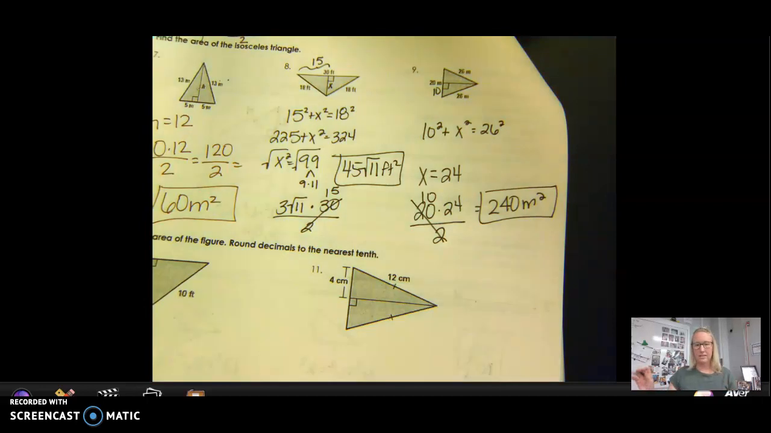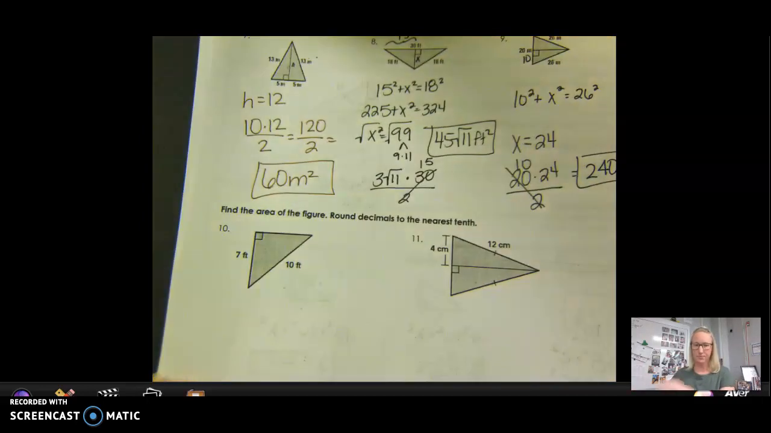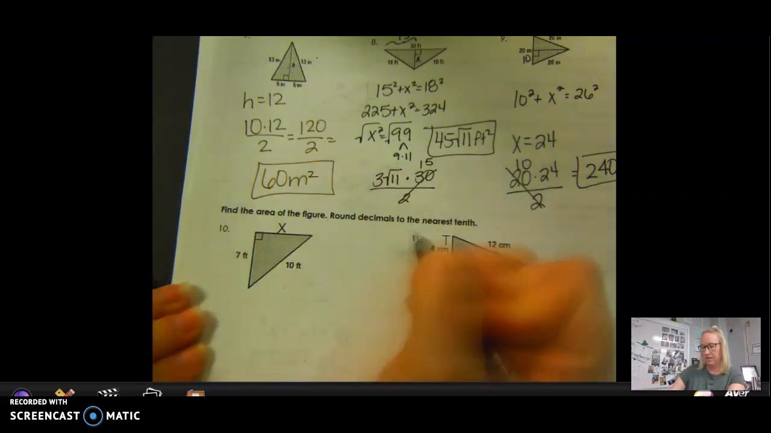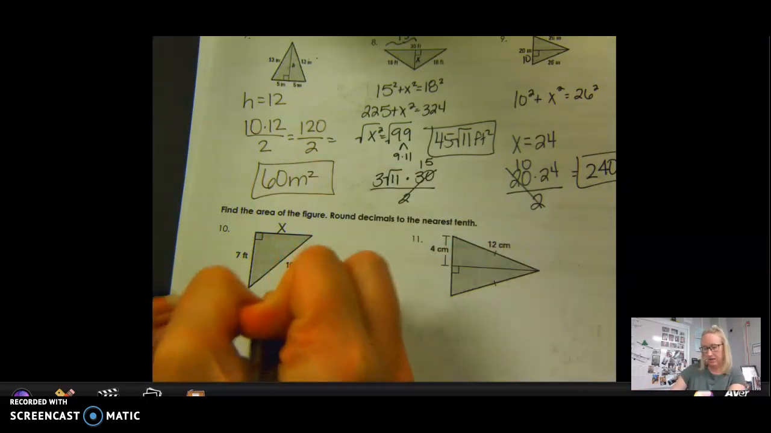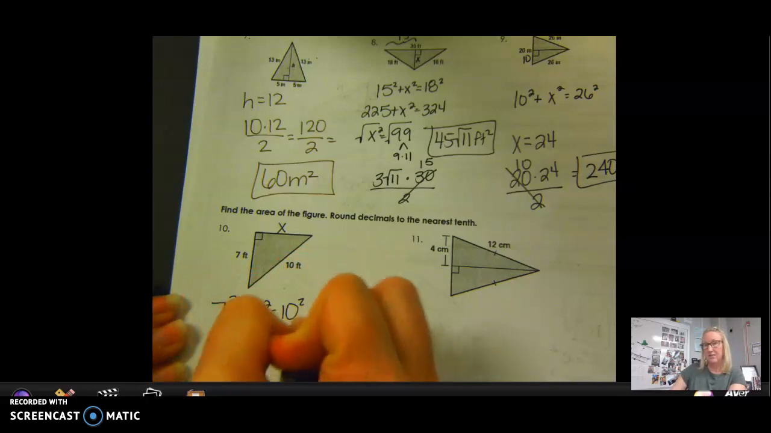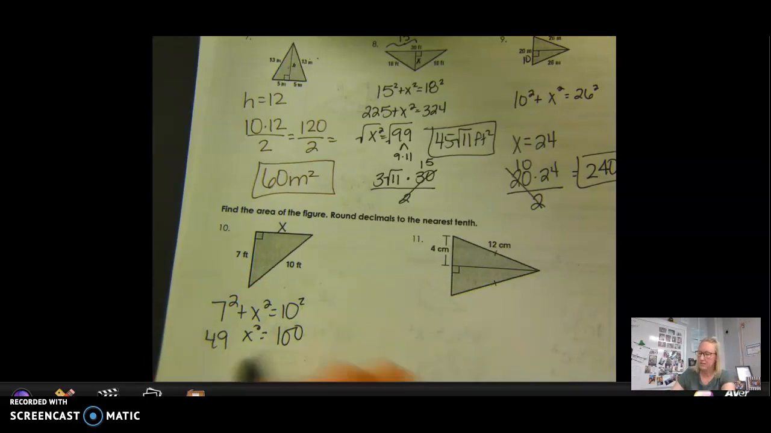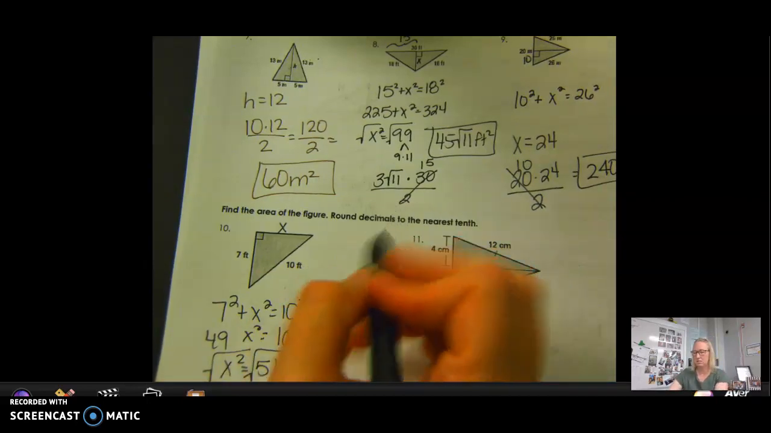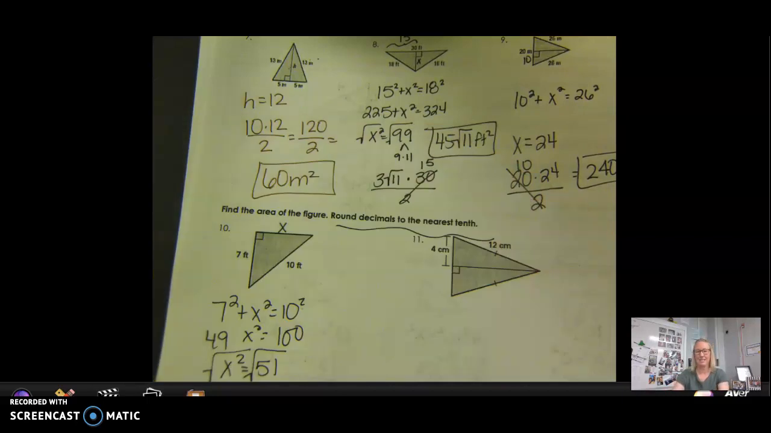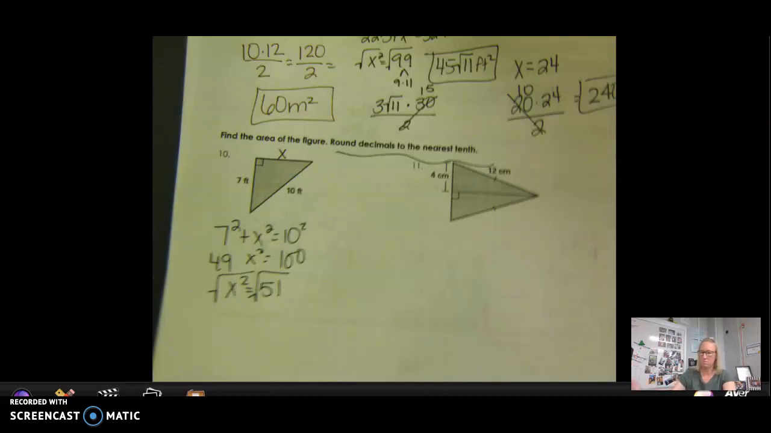Okay, next one. Find the area of the figure, rounding decimals to the nearest tenth. On this one, they're wanting you to have decimals. So this is a leg. So it's 7 squared plus x squared equals 10 squared. That's 100. This is 49. Then I'm going to subtract the 49 from both sides, so I get x squared equals 51. Square root that, and the directions tell me to round to the nearest tenth. So square root of 51, that's 7.1.